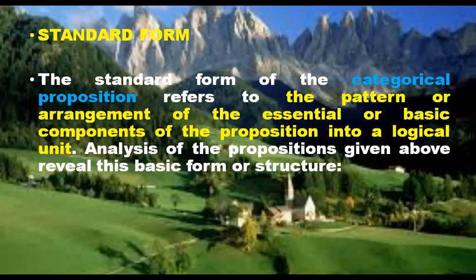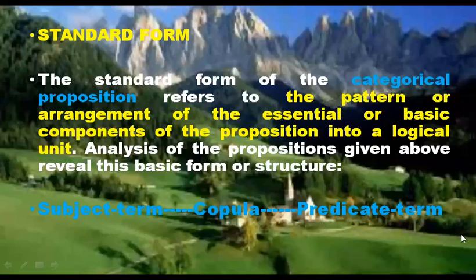The standard form of the categorical proposition refers to the pattern or arrangement of the essential or basic components of the proposition into a logical unit. Analysis of the propositions given above revealed this basic form or structure. Ayan. Subject term, and then copula and predicate term. So, hindi mo pwede unahin yung predicate term, tapos copula, tapos subject term. Hindi. So, ito ang standard form.